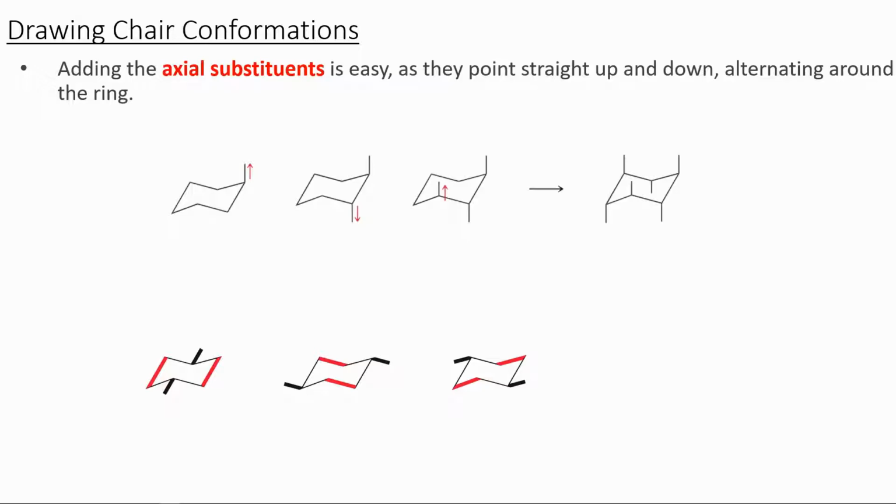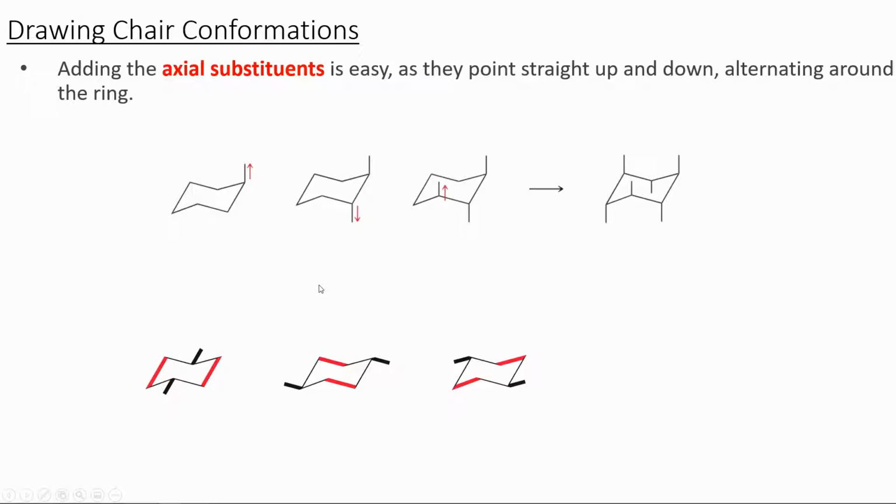multiple of these positions. Adding the axial positions is easy. They always point straight up or straight down and alternate around the ring. So here's a ring with all 6 axial positions drawn in. You can see if the angle of the carbons points downward, then the axial goes downward. If the angle of the 2 carbons together points upward, then the axial position goes upward. And you alternate around the ring, up and down, for the different axial positions. So here we have 2 carbons, 2 bonds that meet pointing downward, so the axial goes downward.